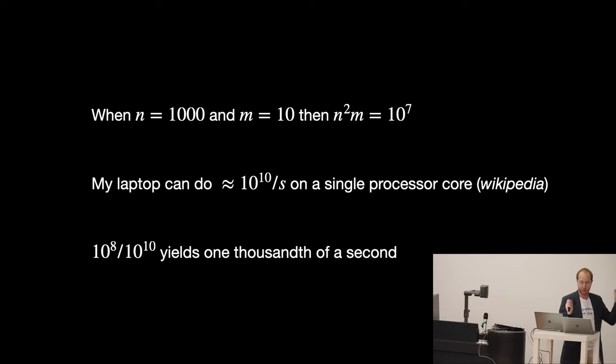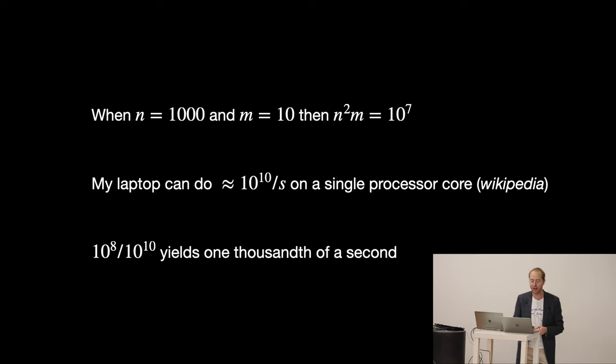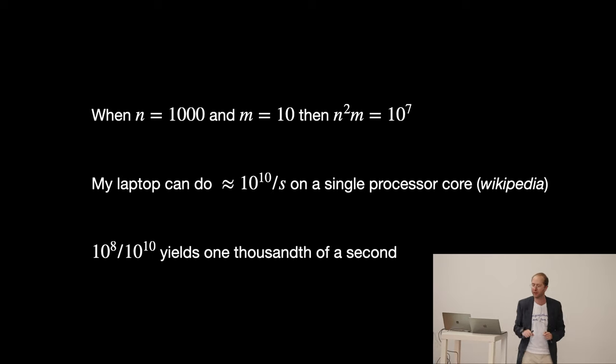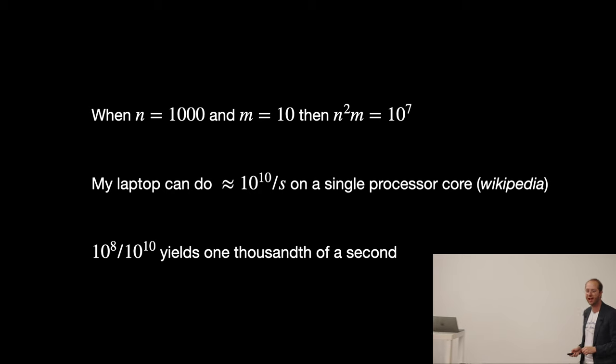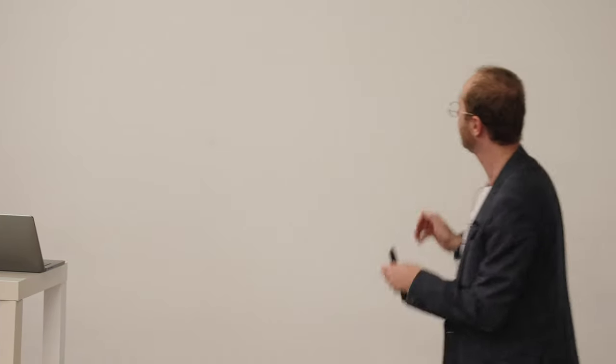So given, let's pick some numbers. For 1,000 characters of War and Peace, repeats of length 10, N squared M gives us 10 to the power of 7. This laptop over here can do about 10 to the 10 operations per second of whatever the operations happen to be. Each comparison takes about 10 instructions. That gives us 10 to the 8th divided by 10 to the 10, which is about 1,000th of a second. Great.